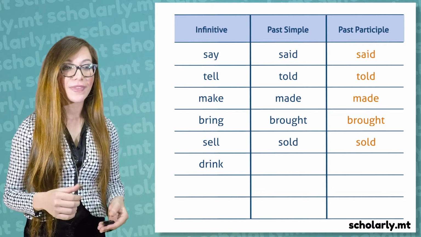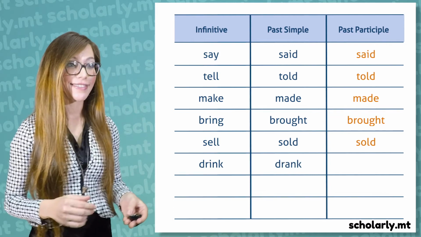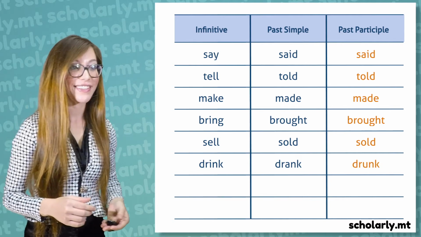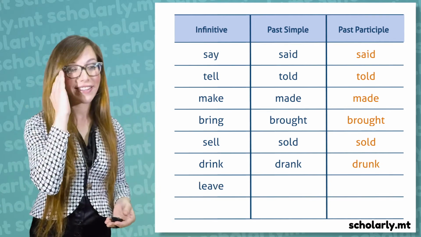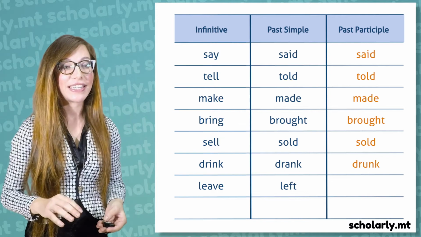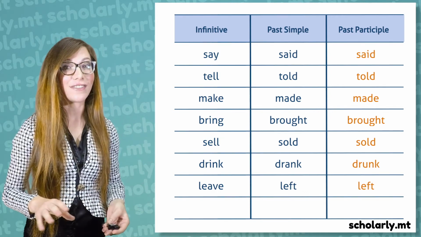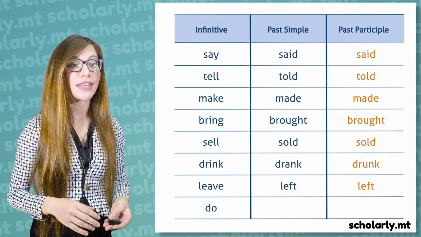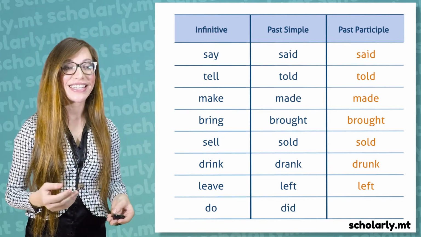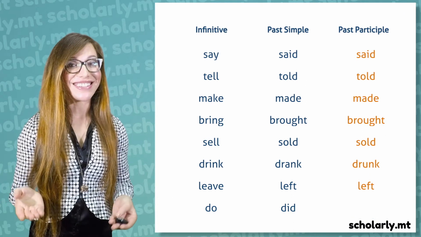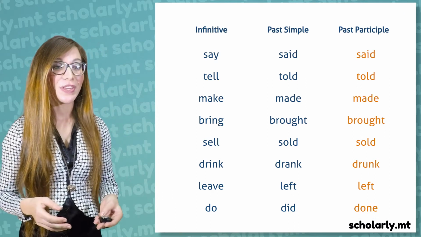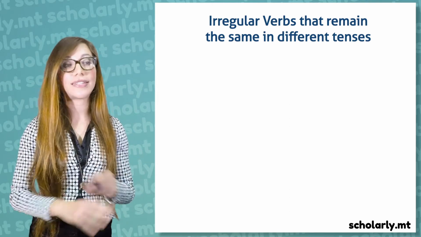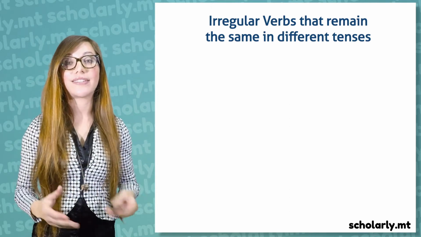Drink, drank, and drunk. Leave, left, and left. And finally, do, did, and done. Excellent. Now, there are some other irregular verbs that remain the same in different tenses, so they do not change form.